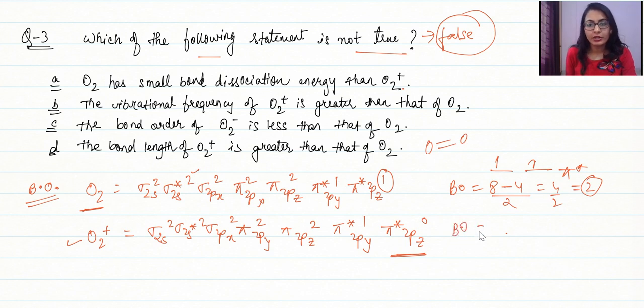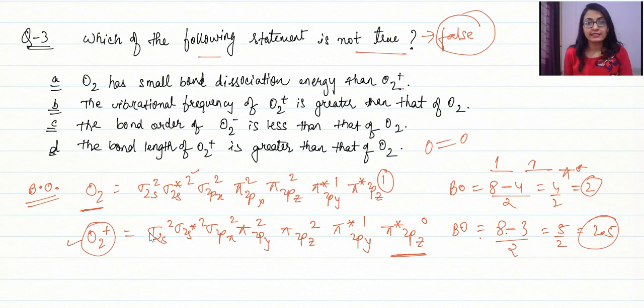Now let's find out the bond order for O2 plus. It is 8 again, minus 3, since one electron is removed from the anti-bonding orbital, so it is 5 divided by 2, which gives us 2.5. So the bond order of O2 plus has increased, and that is why O2 has smaller bond dissociation energy than O2 plus. This is correct. Why? Because the bond order of O2 plus is 2.5. With greater bond order, the strength of the bond also increases, and higher energy is required to break that bond. So the first option is correct.